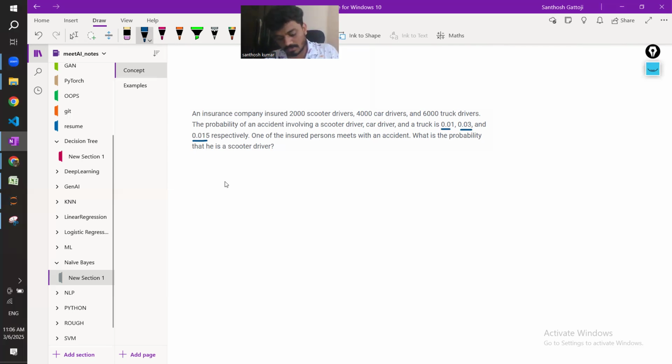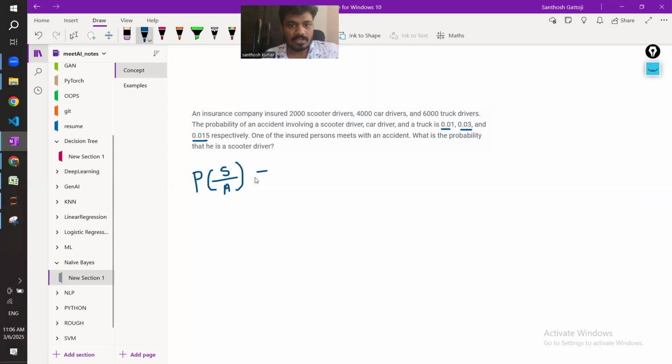So first you need to formulate the formula. That means what he's asking, what is given? Given is that one person has met with an accident. Accident has happened. That is given. What is the probability that he is having a scooter?